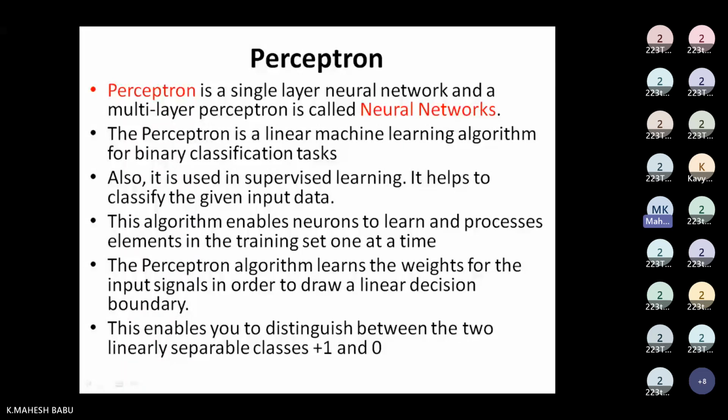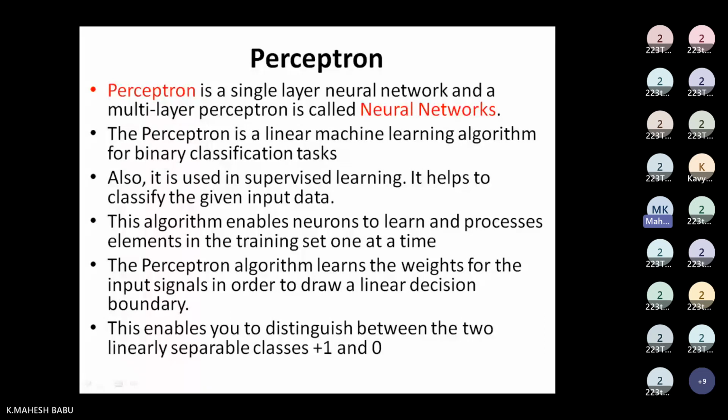Here in this algorithm, it enables neurons to learn and process elements in the training set one at a time. So every perceptron is a single one which will train and we will act based on that. In these algorithms, we are giving some weights to each and every input signal in order to draw a line, the decision boundaries. Every input you are going to provide will have a certain weight. Randomly we are assigning some weights, later we are modifying based on our requirements.